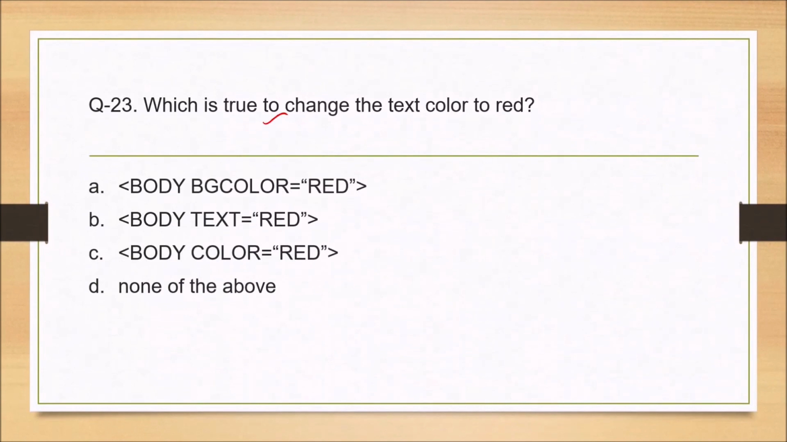Next is, which is true to change the text color to red? Body bgcolor equals red, body text equals red, body color equals red, or none of the above. Yes, so the correct option is B, body text equals red. So this will make all the text on your web page red in color.